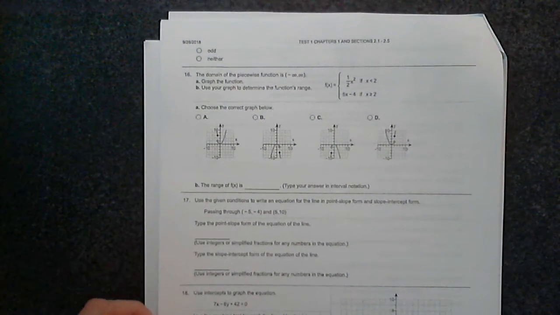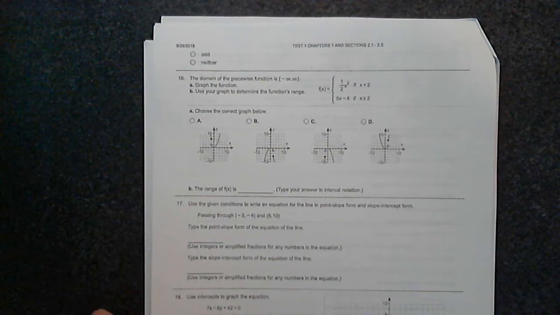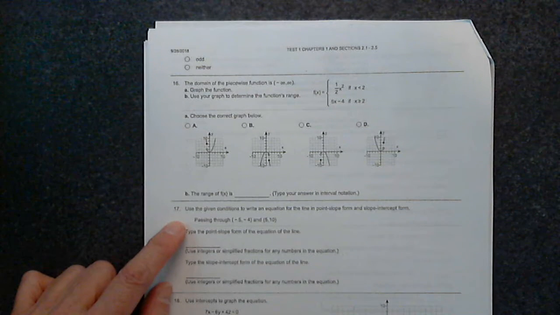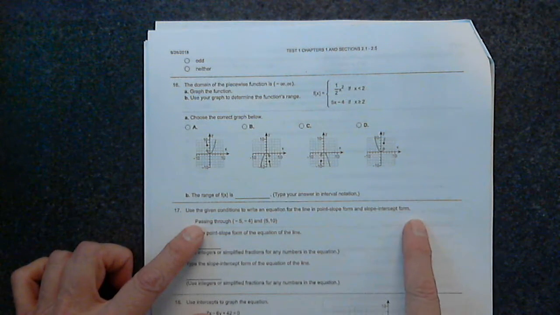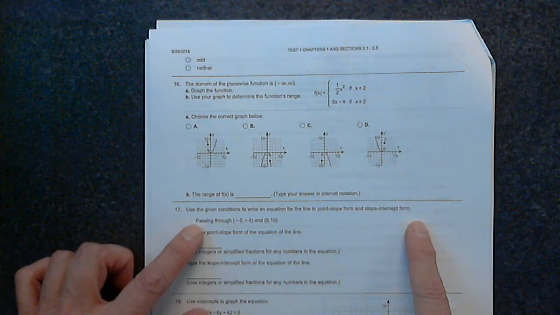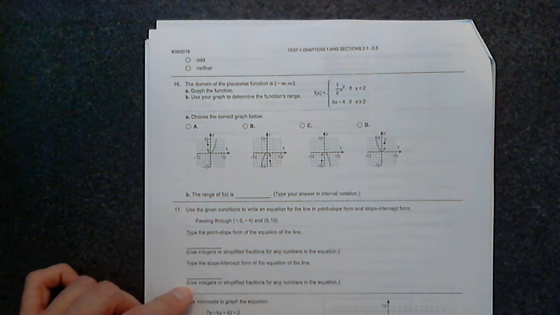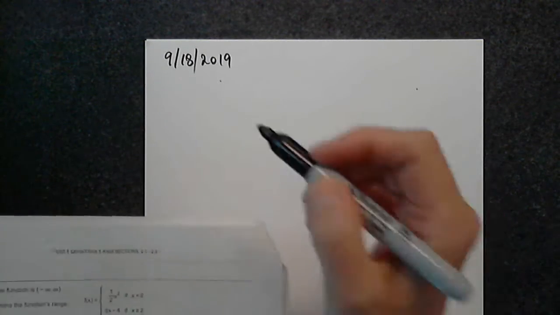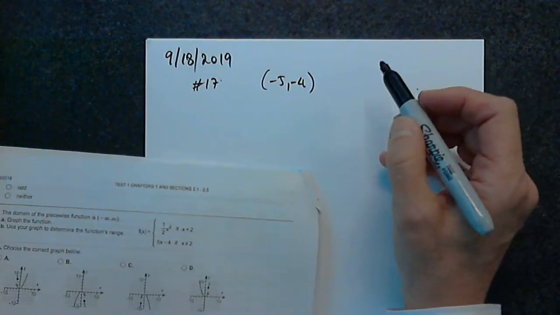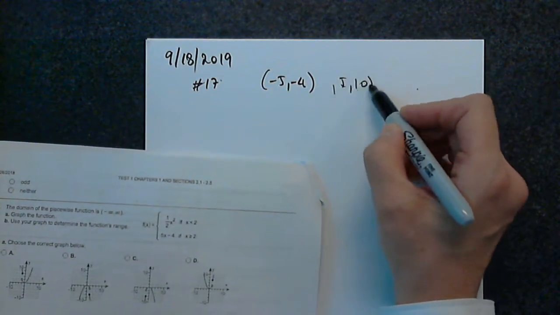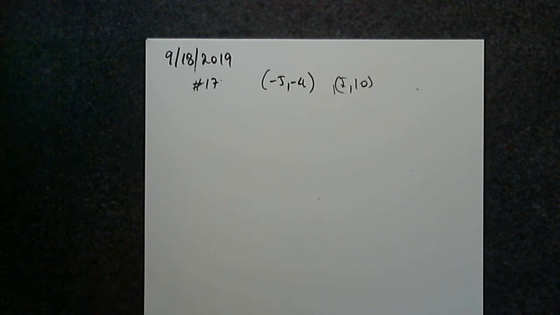Okay, so we have problem number 17. Any questions, please ask. Number 17 is asking us to use the given conditions to write an equation for the line in point slope form and slope intercept form. So this is number 17, and we are given (-5, -4) and we are given (5, 10). So what is the first step?